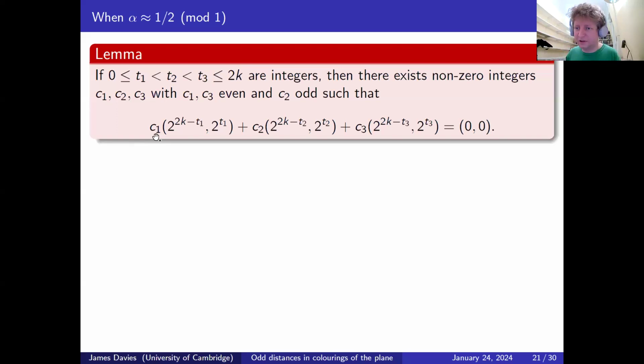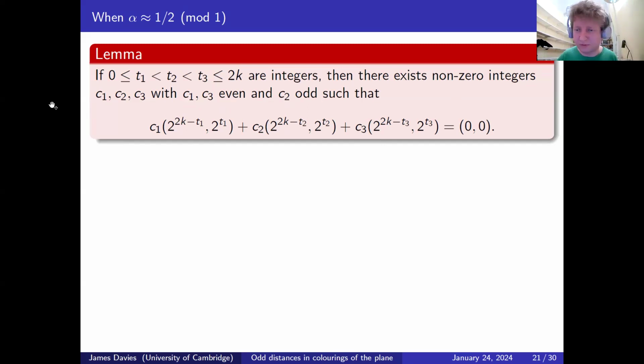And now we can do exactly the same trick in the first coordinate to show that c3 has got to be even. Now our powers of 2 are decreasing in the first coordinate, so c3 has to be even for the summation to be 0. And then because c1 and c3 are even, and the greatest common divisor is 1, c2 has got to be odd.